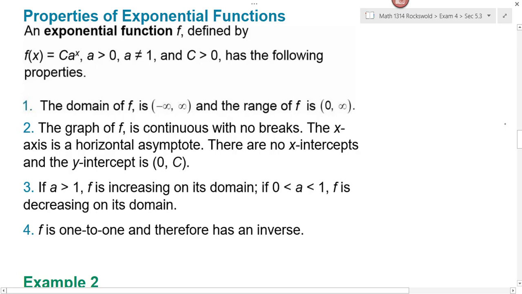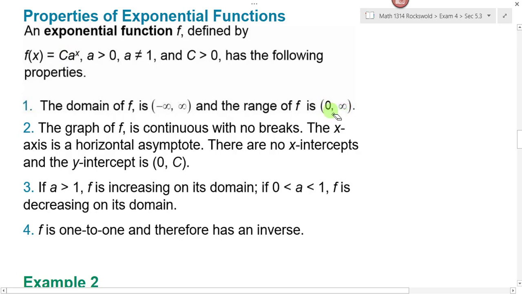An exponential function f is defined by the function f of x equals c a to the x, where a is greater than 0 and not equal to 1, and c is a constant that's greater than 0. If you have an exponential function, it will have the following properties. The domain of an exponential function will always be all real numbers, and the range will always be from 0 to infinity. The reason the domain is all real numbers is because you can raise a number to any power that you want. And this will always be a positive value because you're multiplying a positive value times another positive value.